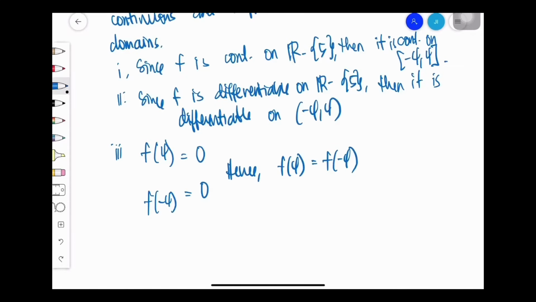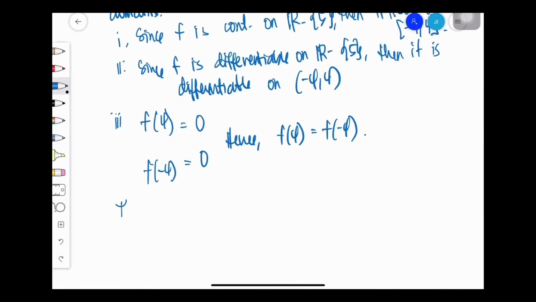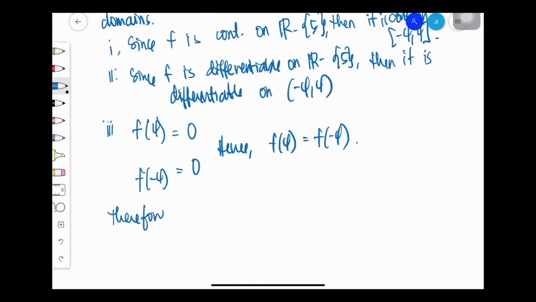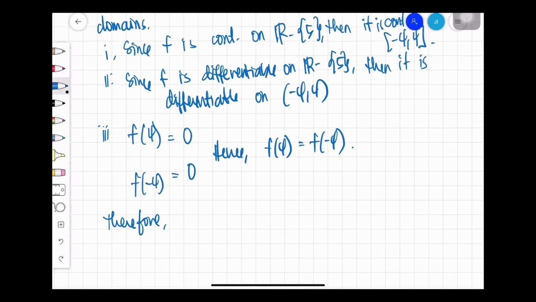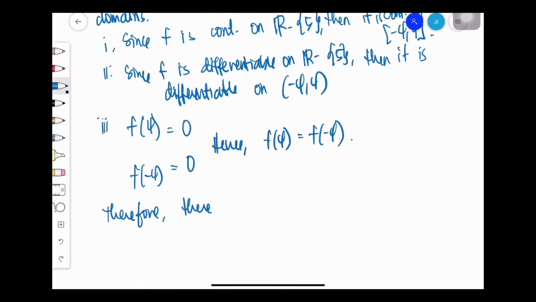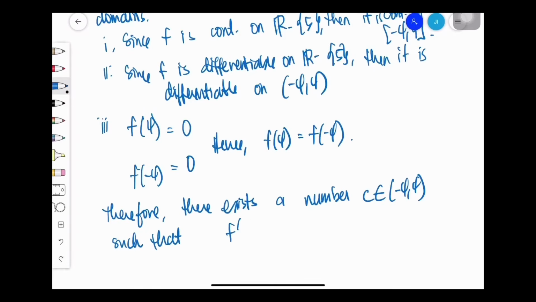Right? Therefore, it satisfies the assumptions of Rolle's theorem. Therefore, there exists a number c which is between -4 and 4 such that f prime of c is 0. Okay? Then we are tasked to find that value of c in between -4 and 4. Okay.